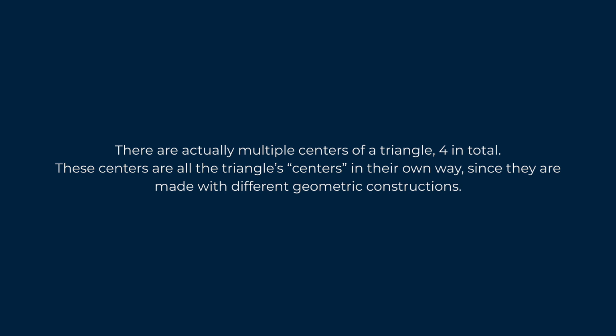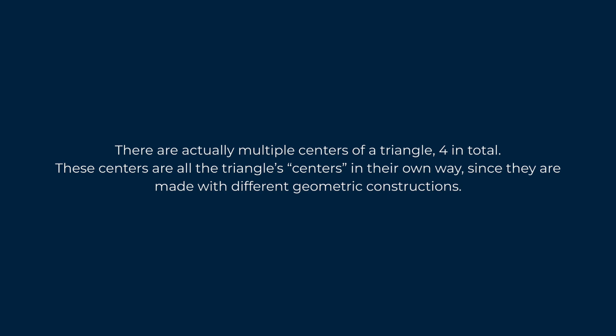So, turns out there's not really a correct answer to this question because there's actually multiple centers of a triangle, 4 in total, like the lesson title. These centers are all of the triangle's centers in their own way since they are made with different geometric constructions, and they are called different things other than centers. So, what are these different geometric constructions and what are these different centers?